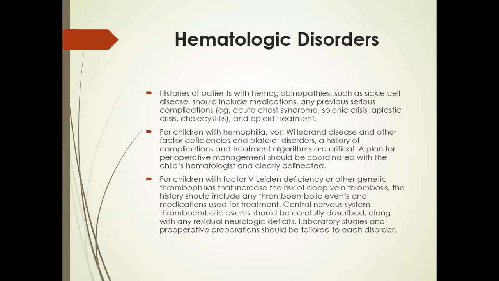For the hematologic patients, histories with hemoglobinopathies such as sickle cell disease should include medications, any previous serious complication like acute chest syndrome, any crisis, and opioid treatment. And we also need to make the advice clear to the anesthetist that they have to pay attention to pre and post-operative hydration, oxygenation, temperature control, risk of infection, and thromboprophylaxis.